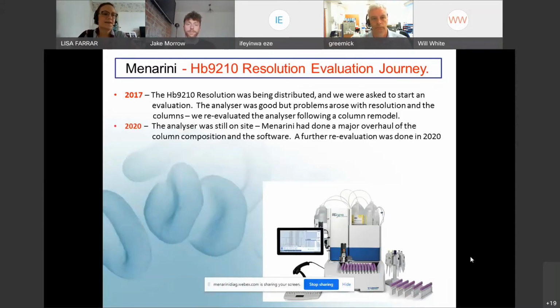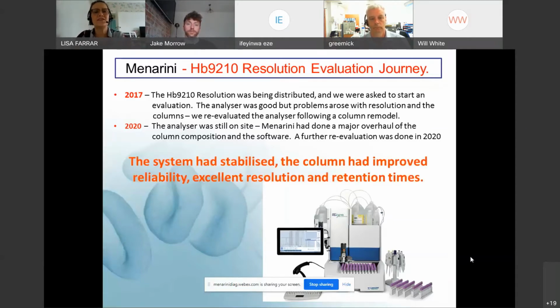So in 2020, we were notified of a major revamp for the column composition and build structure. In addition to this, there was also a major software upgrade. So during the COVID lockdown and times when we had some time on our hands to be able to do another evaluation, we did our final look at the Hb9210 resolution and the upgraded column and software system. But this time we had to start looking at the whole system with a view to replacing the current in-house analyzers, as these were nearing their end of life.